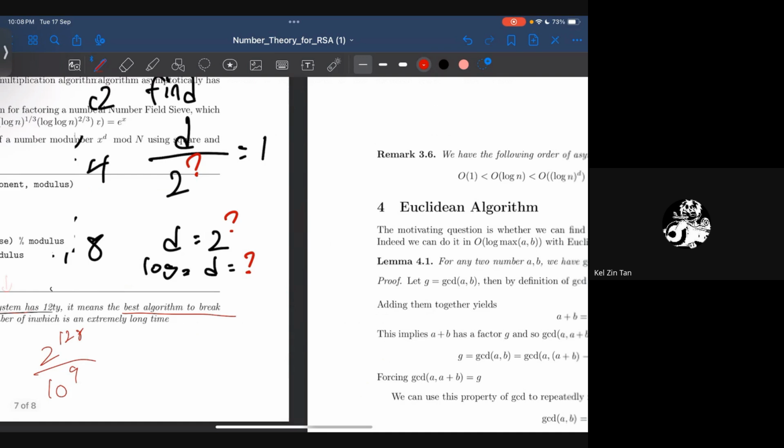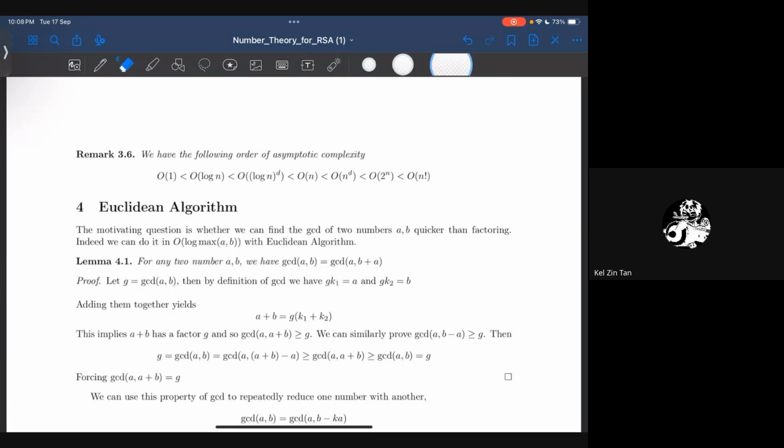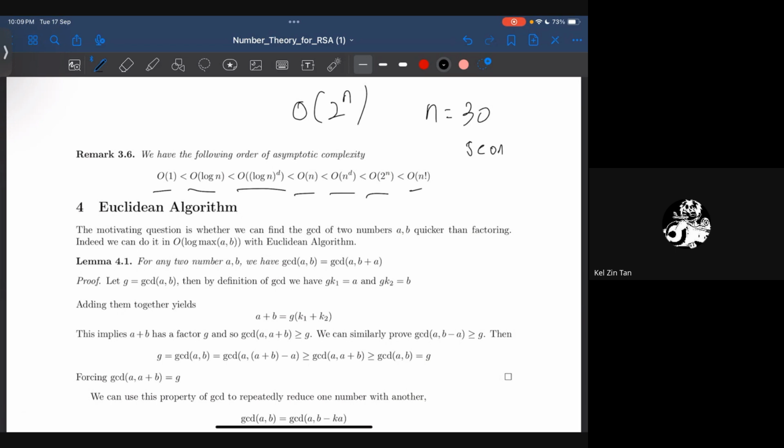Okay, so yeah, this is a very fun thing to note. So we have the following order of asymptotic complexity. O(1) is the fastest one, and then we have log n to the power of d, n to the power of d, and then O(2 to the power of n), and n factorial. So notice that if you have an algorithm that runs in O(2 to the power of n), then if your n is around 30, you can run it within a second.